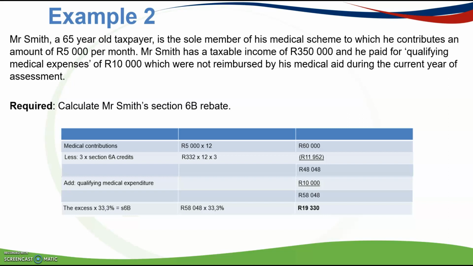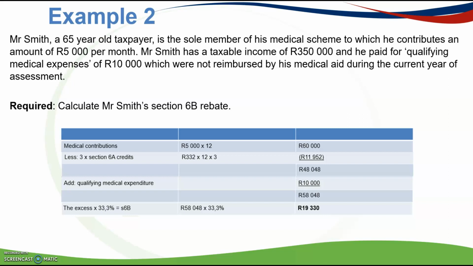And then remember what we did with example 1, because the taxpayer was younger than 65, before we came to this last step, we had to look at the taxable income of the taxpayer. Now, because this taxpayer is 65 or older, that step of 7.5% of the 350 is not applicable, right? So that step, you scratch it out. What you do instead is you take the excess of the contributions plus the qualifying medical expenditure of 10,000, and then you multiply that by 33.3%, right? This amount of 33.3% times the excess and the qualifying medical expenditure will give you the 6B credit of 19,330. Okay.